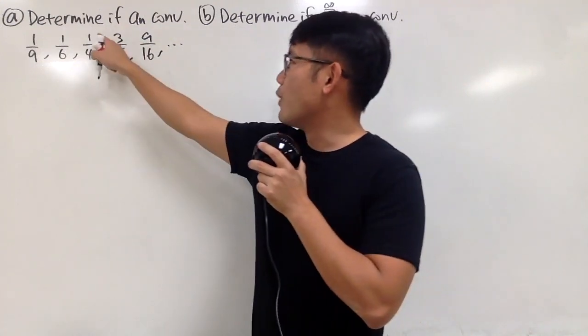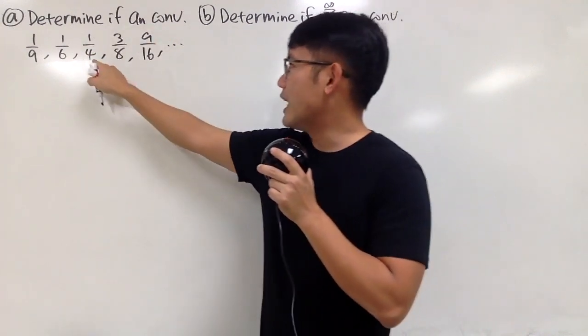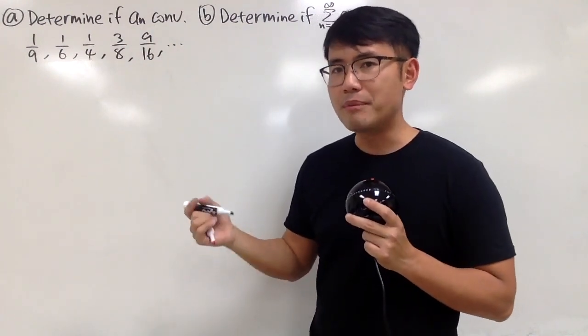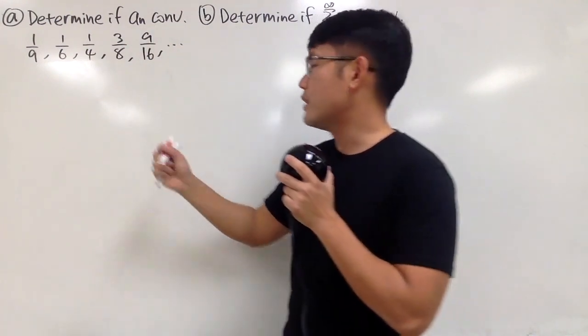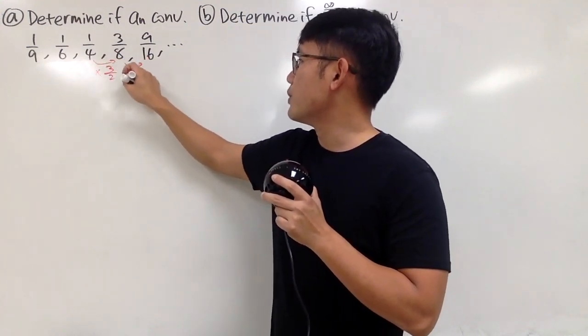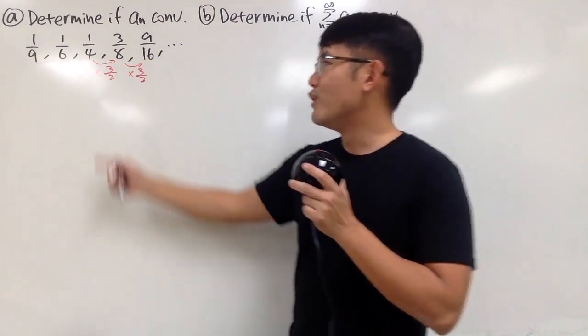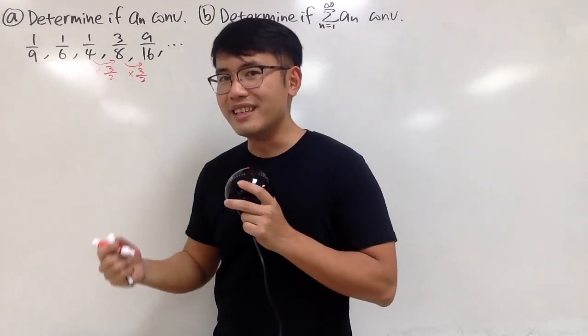But if we look from 1, 3, 9, we just multiply by 3, right? And then on the bottom, we have 4, 8, 16. That means we just multiply by 2. In other words, we just need to multiply by 3 over 2 to get to the next term. And is that so for these numbers right here? And the truth is, it is.